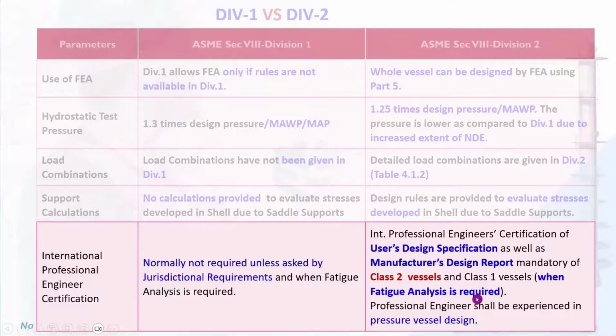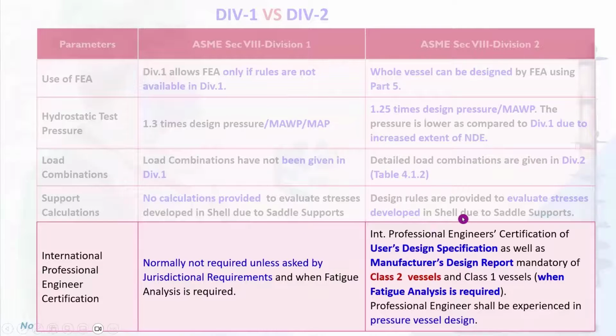And if there is a fatigue analysis required, then the UDS needs to be signed by an international professional engineer, and there will be charges for the same. So for UDS purposes, you have to have the stamping done by the professional engineer. And if a fatigue analysis is required, then even your design calculation reports also have to be stamped by the professional engineer. So a professional engineer can be required two times. One, when there is a fatigue requirement, the UDS is also required to be stamped by the PE. And if the manufacturer's design report, including the fatigue analysis, is there, that also has to be stamped by the PE.